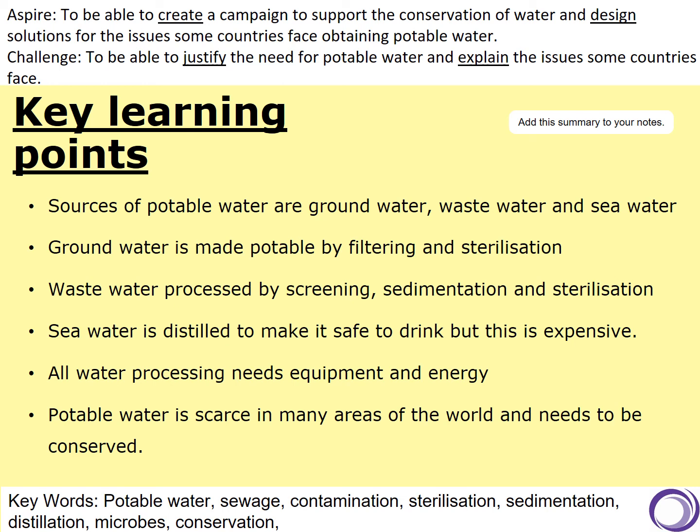Now, the key learning points that you should have got from this lesson are the following. Sources of potable water are groundwater, wastewater and seawater. Groundwater is made potable by filtering and sterilisation. Wastewater is processed by screening, sedimentation and sterilisation. Seawater is distilled to make it safe to drink, but it's expensive. All water processing needs equipment and energy, and potable water is scarce in many areas of the world and needs to be conserved. And you can add this summary to your notes.